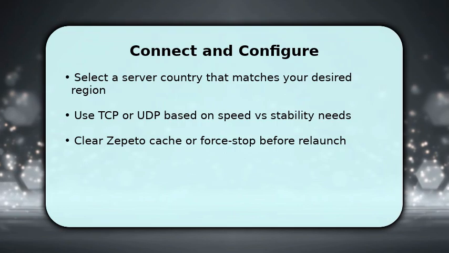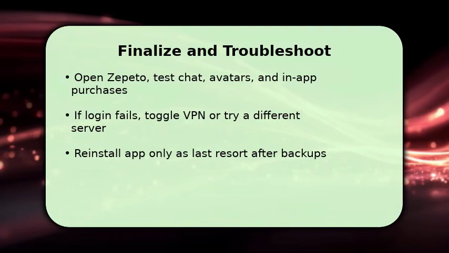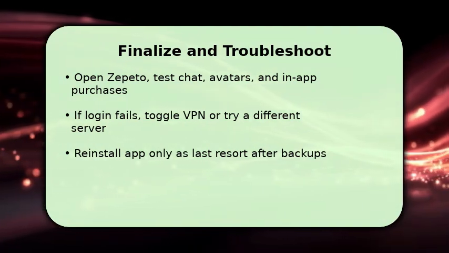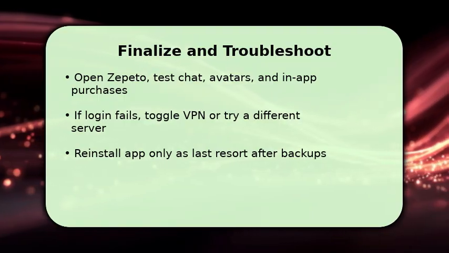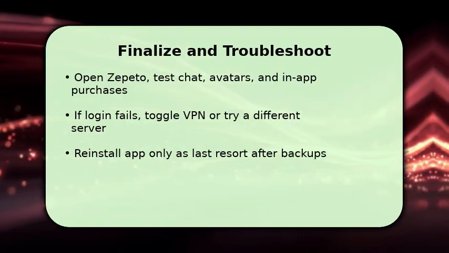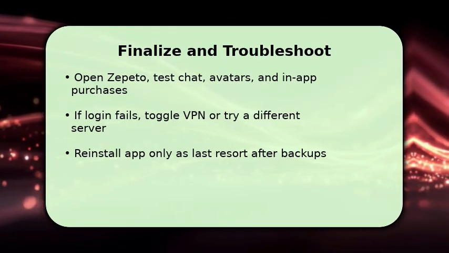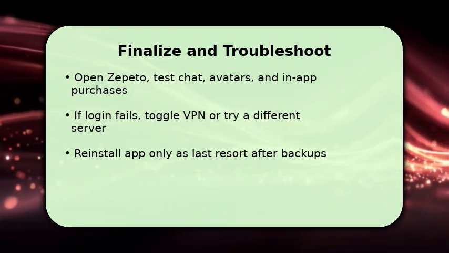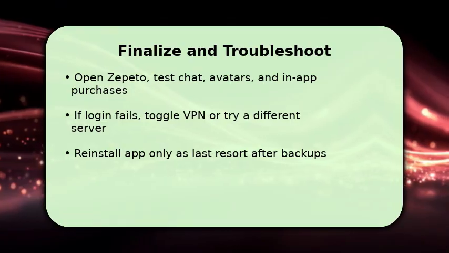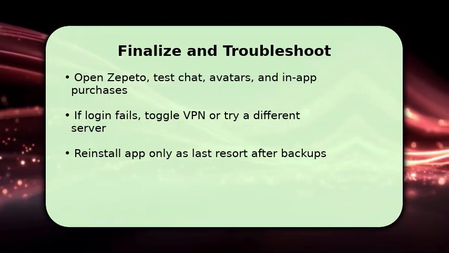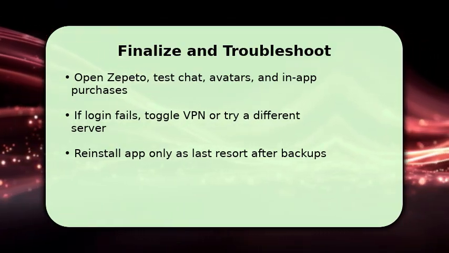You finish by verifying everything works and knowing one quick fix. Open Zepeto and test messaging, avatar uploads, and any in-app purchases to confirm the VPN didn't block essential services. If you hit login or store errors, first toggle the VPN off and back on, then switch servers. Often the session needs a fresh IP.